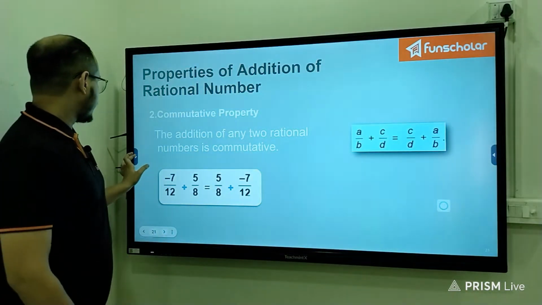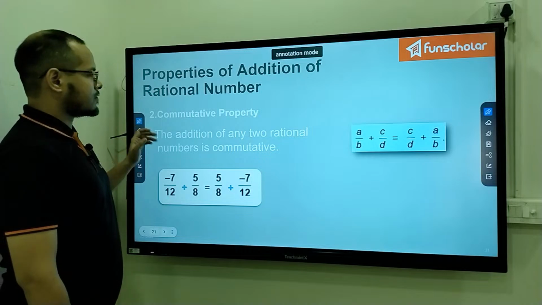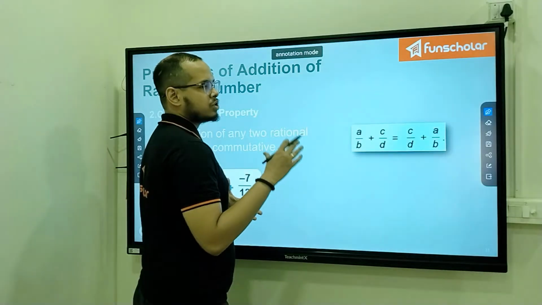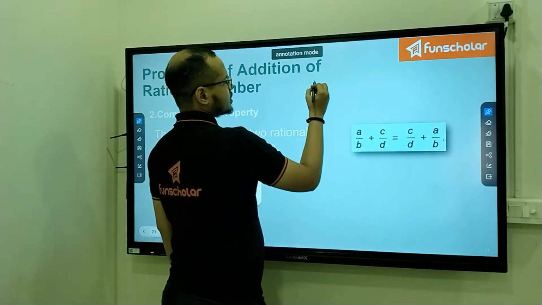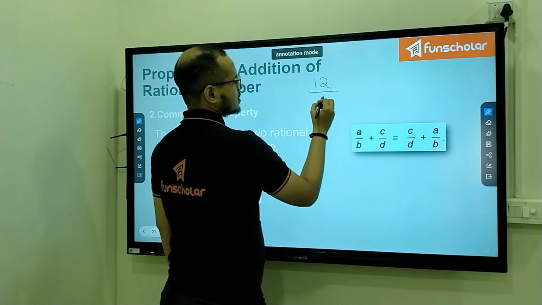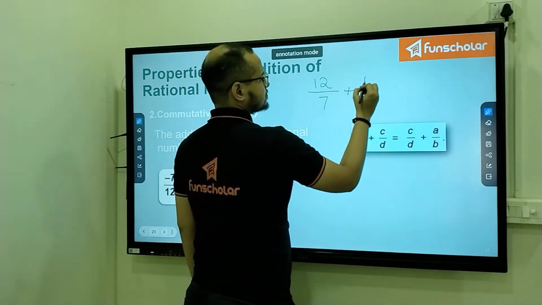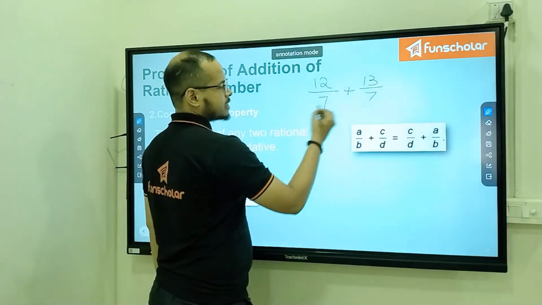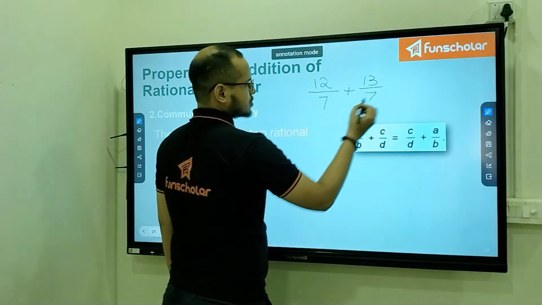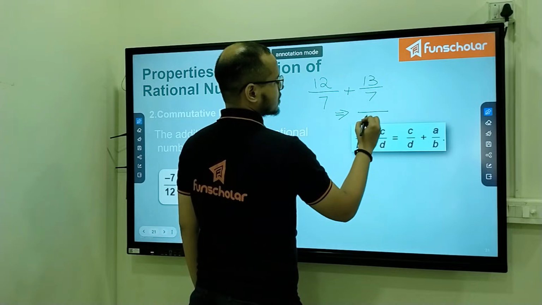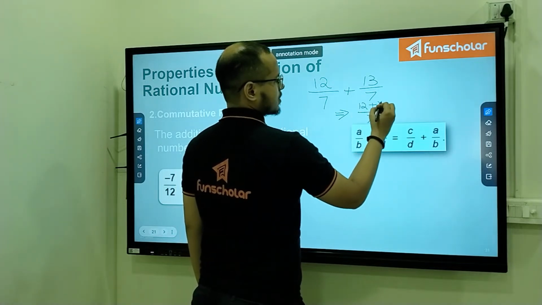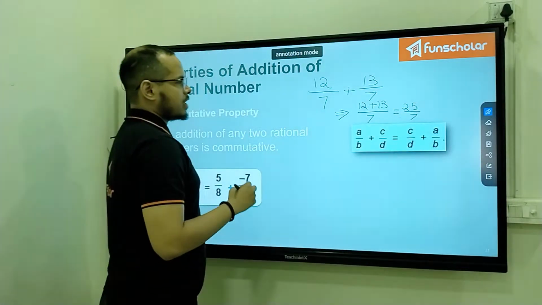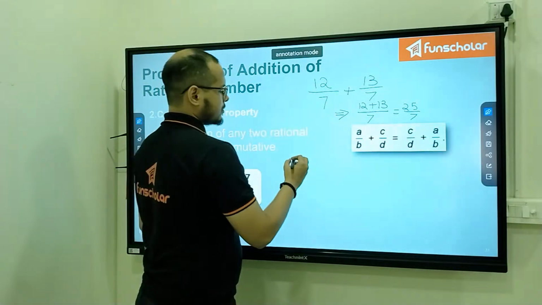Let me take an example and after that we'll move forward. Let's take numbers with the same denominator so that we do not have to use the LCM concept. First, let's take 12 divided by 7 plus 13 divided by 7. Both of them are rational numbers. We're adding with the same denominator, so the LCM is going to be 7 only, right? So we're getting 7 in the denominator, 12 plus 13 becomes 25. So 25 by 7.